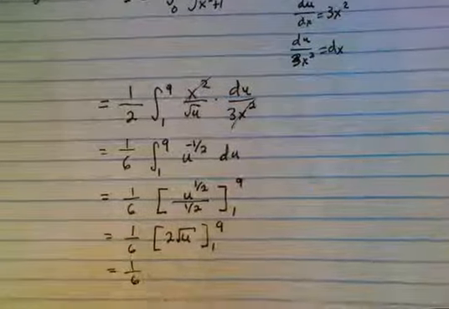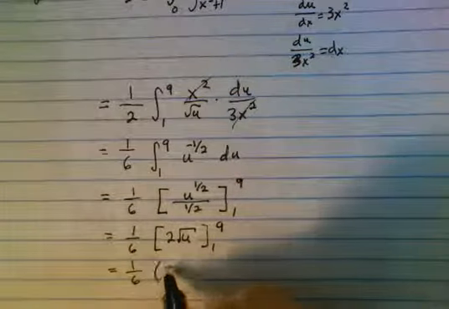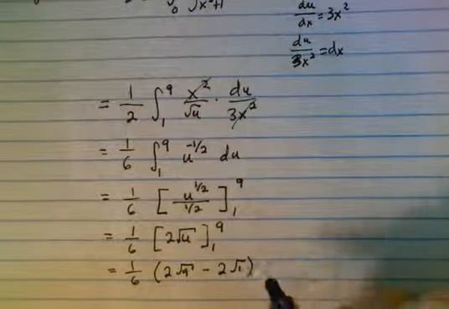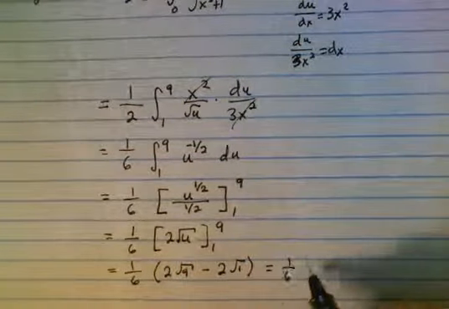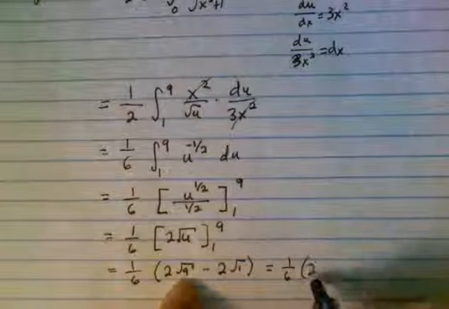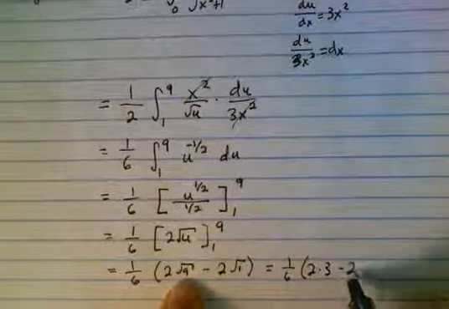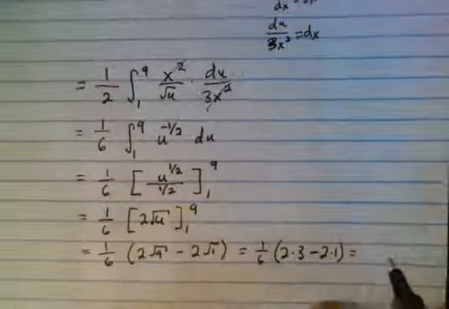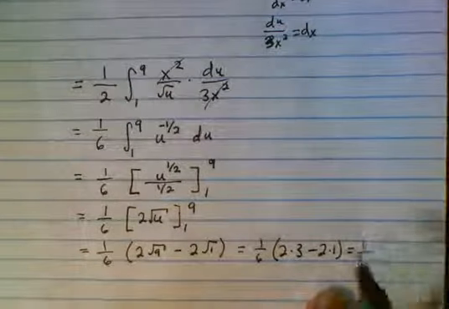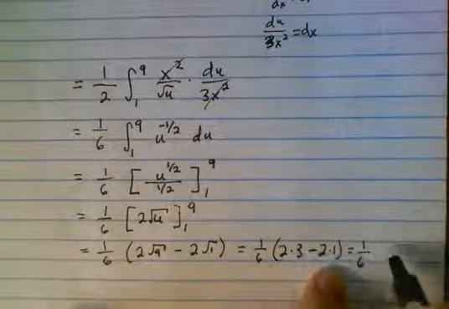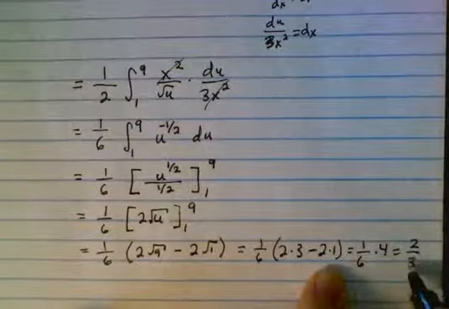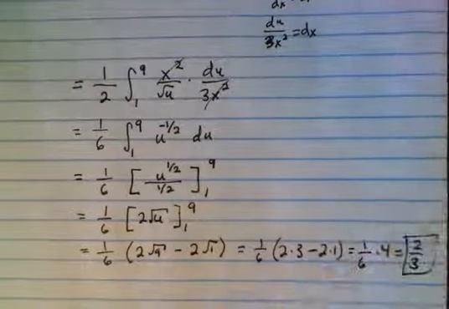Okay, so that's 1/6 times 2 root 9 minus 2 root 1. That's 1/6 times 2 times 3 minus 2 times 1. That's 1/6 times 6 minus 2, or 4. And that's going to reduce to 2/3. There we go.